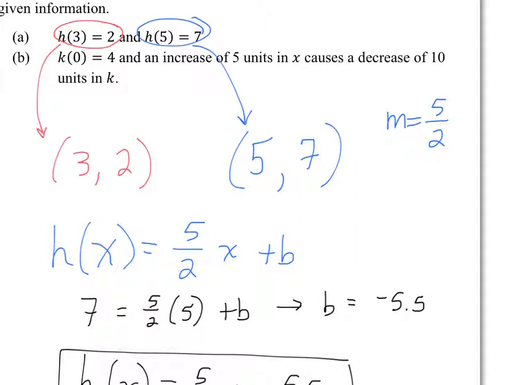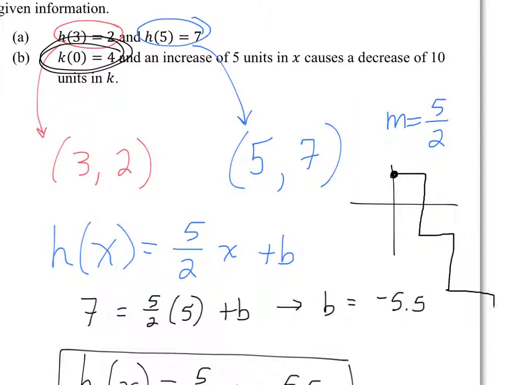So let's think about this. If I were to graph what this looks like, let's pick the point 0,4. We're given the point 0,4, so I start with that point on the y-axis. An increase of 5 units in x, increase means go to the right, causes a decrease of 10 units in k. Increase of 5, decrease of 10. That's physically what's happening, so it's helping you get the slope for this problem.